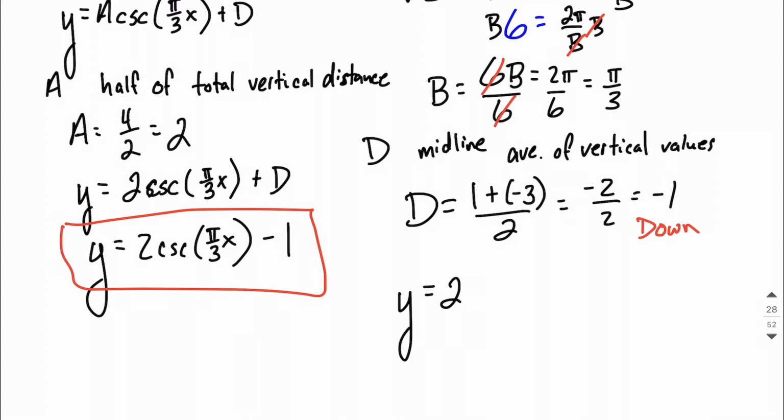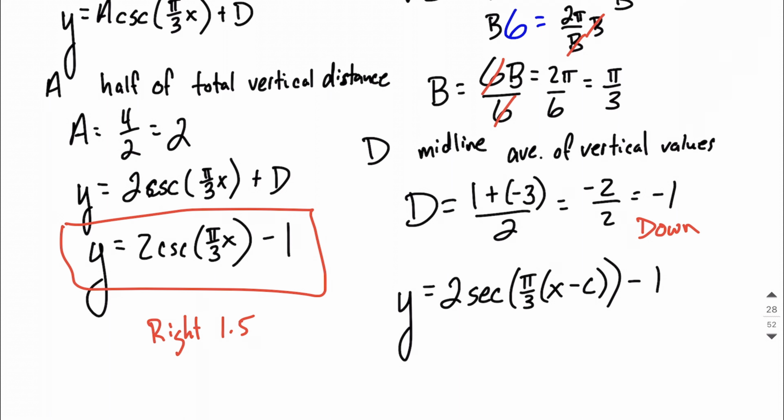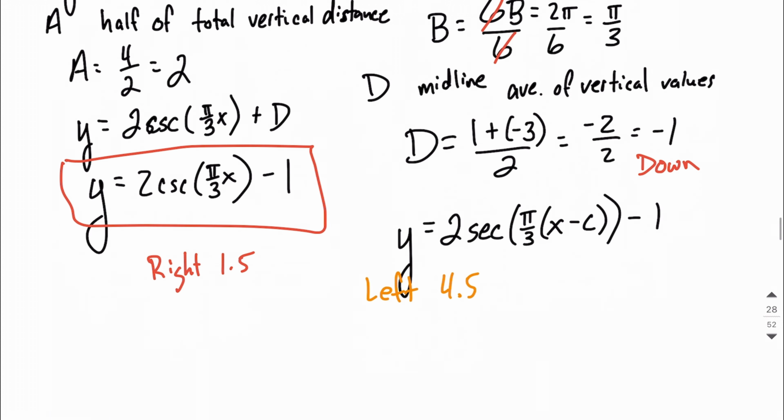So again, A is 2. Secant is going to be where we're changing the function around, right? Our b value goes here, and then we have an x minus c, and then -1. Remember, a, b, and d are all the exact same computations we just did for cosecant. Now, the difference is, we said we could either move to the right 1.5, or we can move to the left 4.5.